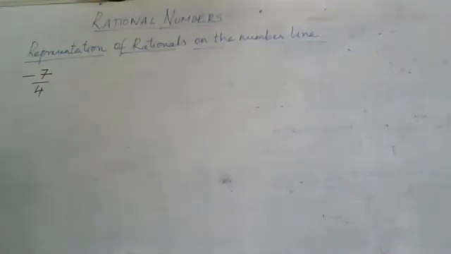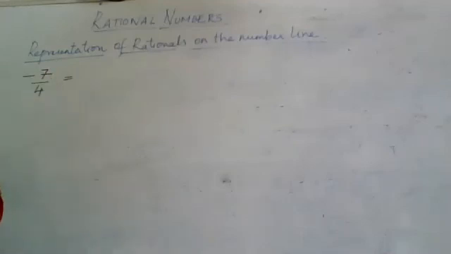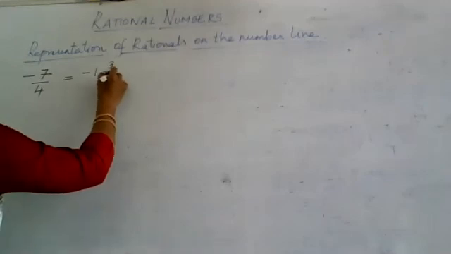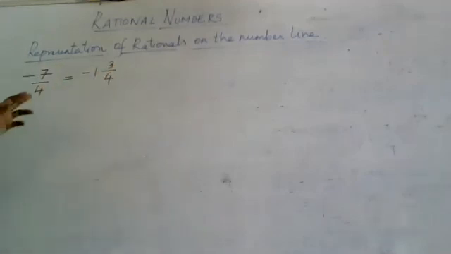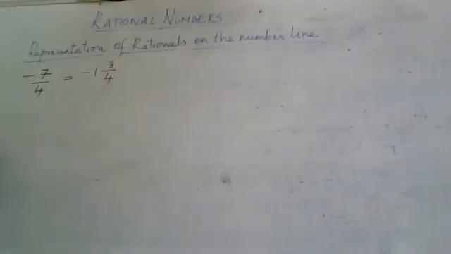Now negative 7 by 4. How is it different from the previous two examples? Here the numerator is greater than the denominator. So it is a kind of improper fraction. I know how to convert this into a mixed fraction. That means this is negative 1 3 by 4. I divide negative 7 by 4 and get negative 1 3 by 4. This is a whole number and a fraction together, so it's a mixed fraction.